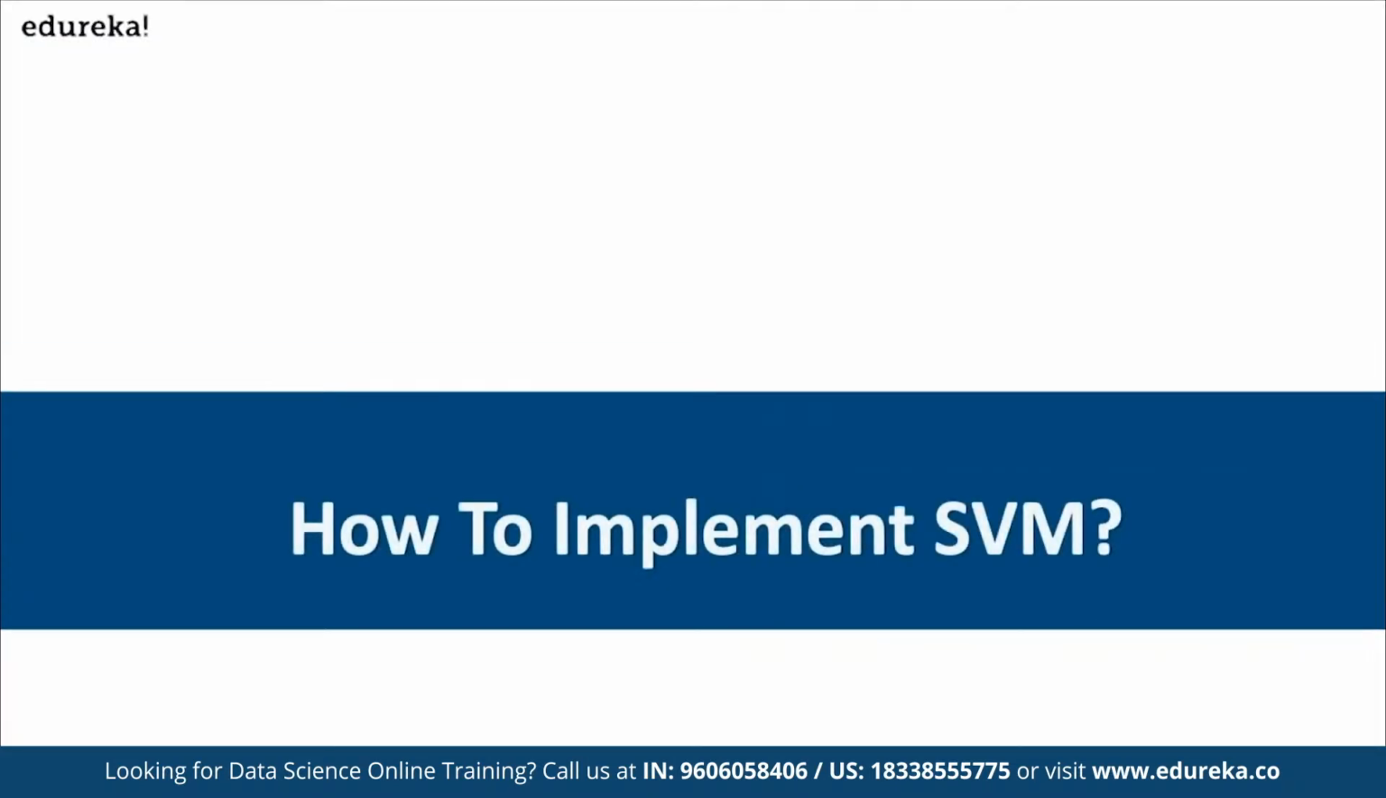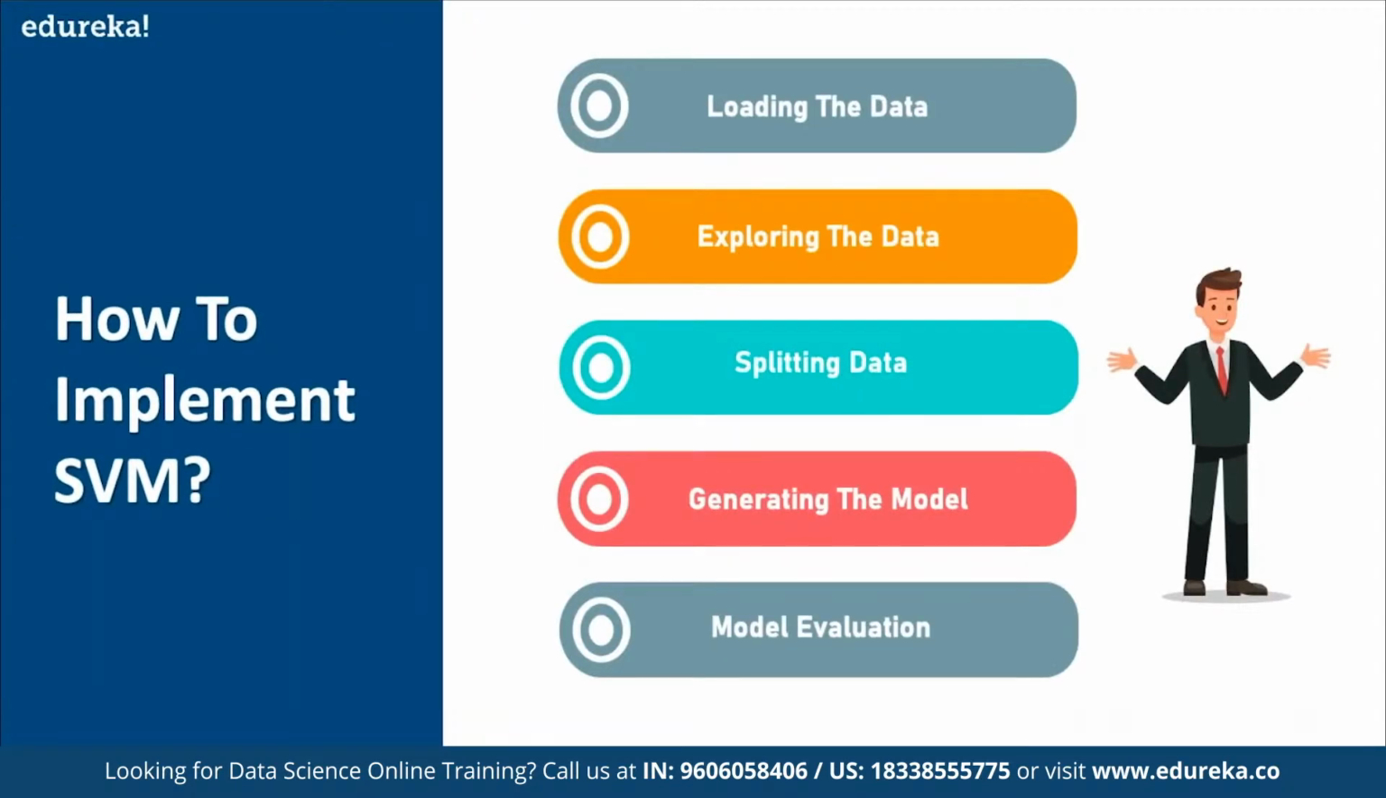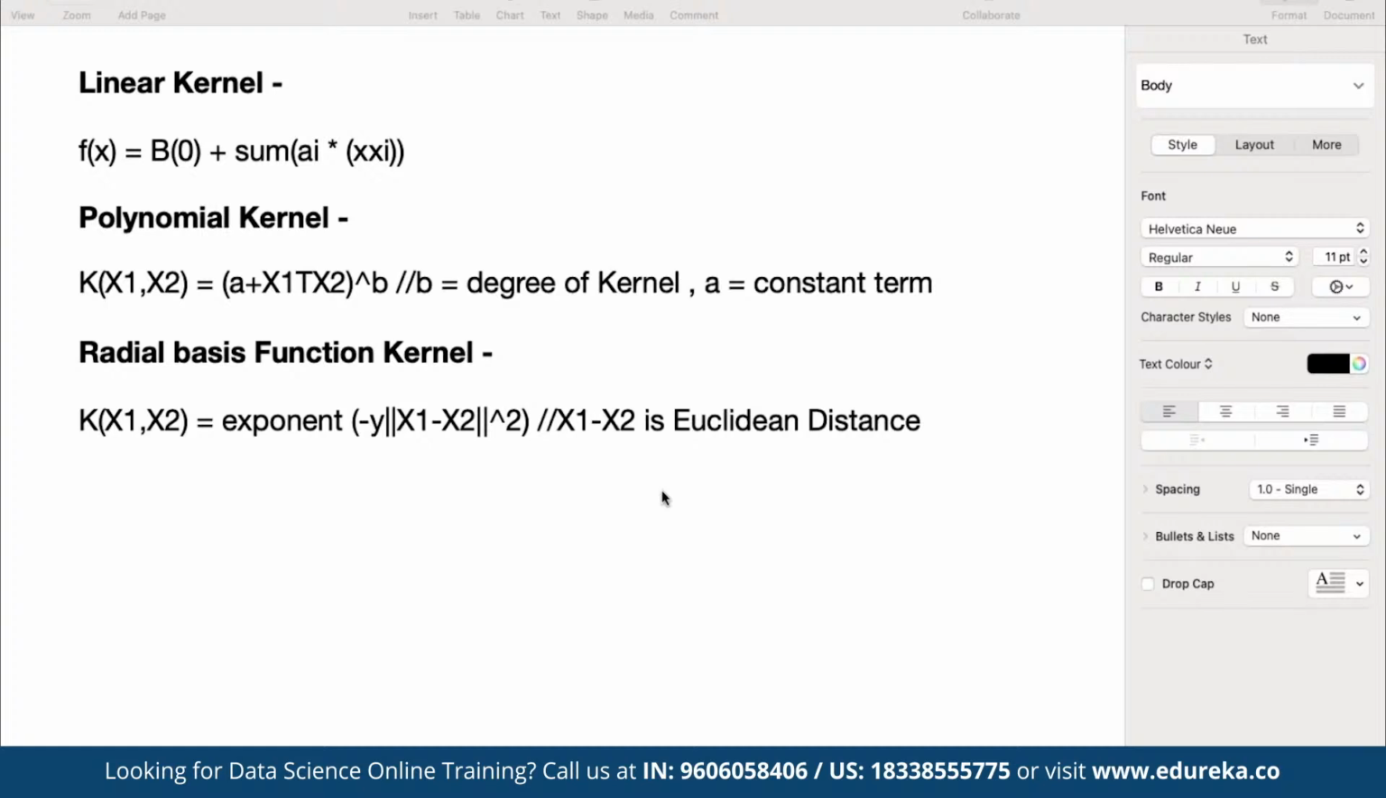Now, in terms of how to implement SVM, first of all we have to load the data, explore the data, split the data, and then generate the model, and evaluate the model as well. As we had discussed, in case you have been confused, linear is simply the dot product between any two given observations. The product is between two different vectors, simply the sum of multiplication of each pair.